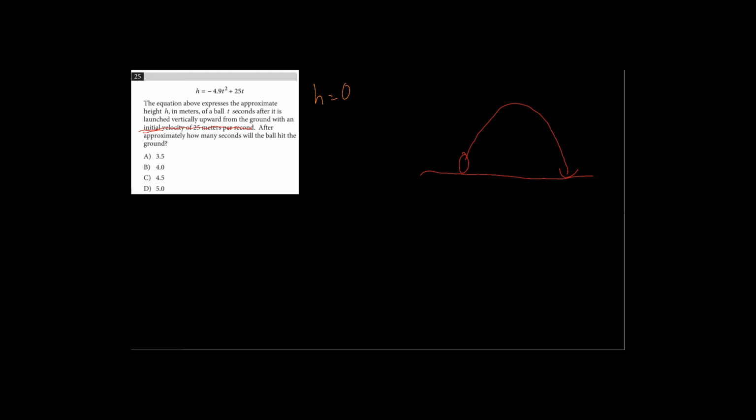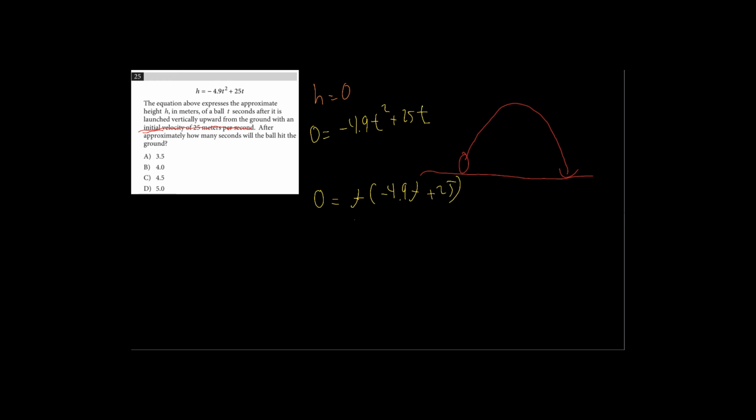So what we want to do is just plug in h equals 0 and go ahead and solve that problem. So 0 equals negative 4.9 t squared plus 25t. So what I'm going to do here is factor out a t. So I'm going to be left with, take that t out, negative 4.9 t plus 25.